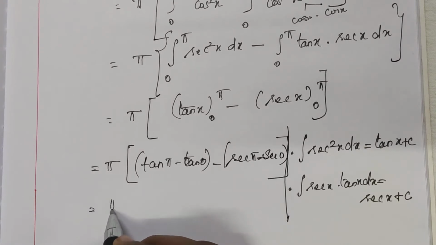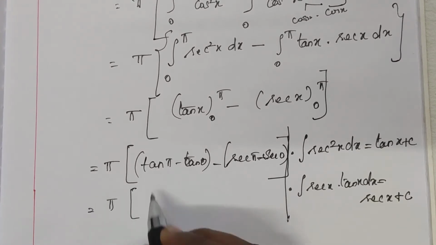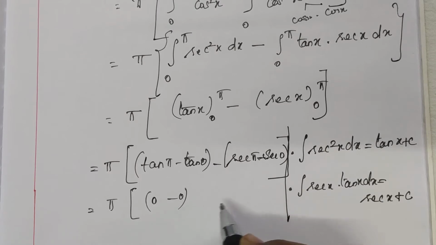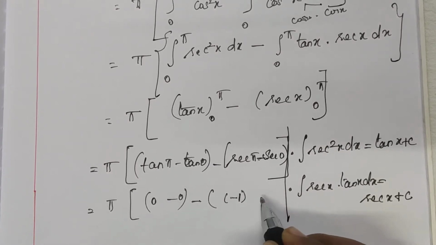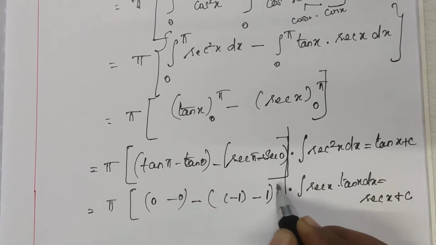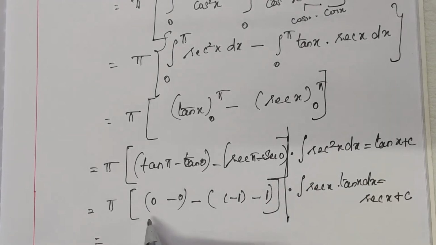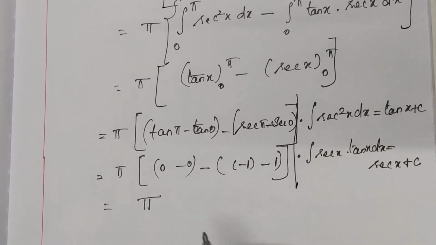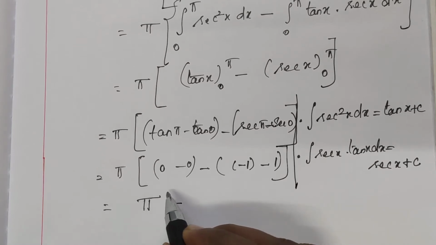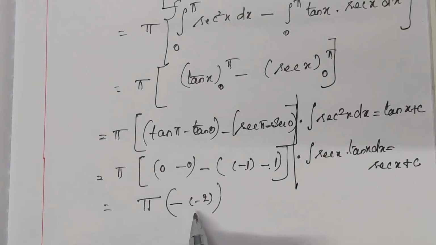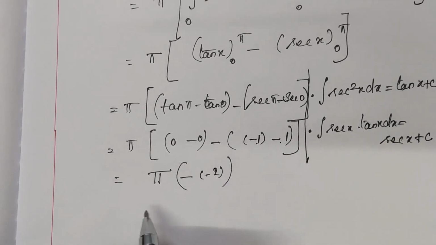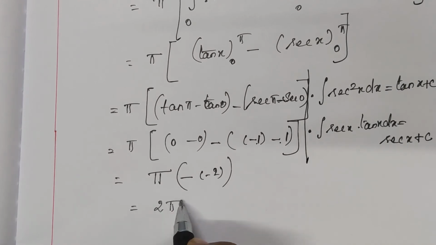This is equal to pi. We know that tan 180 is 0 and tan 0 is also 0, minus secant 180, whose value is minus 1, and secant 0 is 1. The first term is 0. So pi times minus of (minus 1 minus 1), which is minus of minus 2, so plus 2. That is 2 pi.